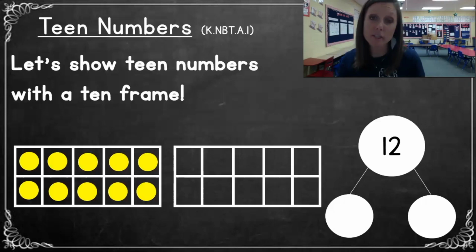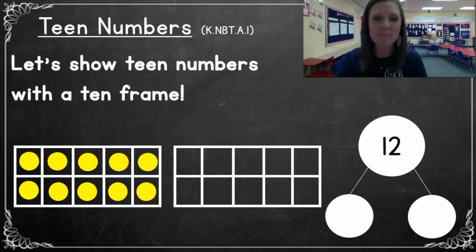I notice we have two 10 frames. One is filled up, the other one has nothing in it. And I notice on my number bond that I have the big number this time at the top of the number bond, but I don't have my smaller numbers at the bottom. So that's our job right now, is to figure out the two numbers that fill in the number bond and complete that number bond. And how many counters are we going to put on that empty 10 frame? Or are we going to put any at all?